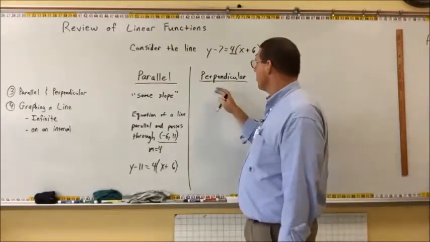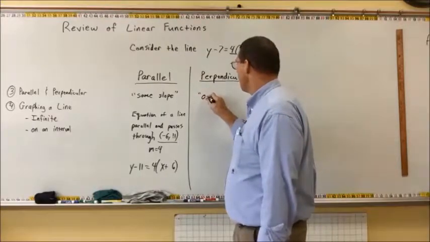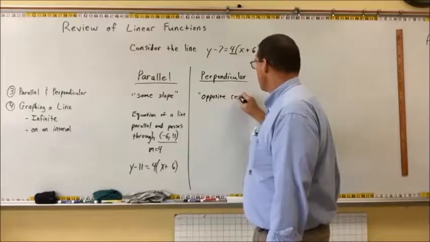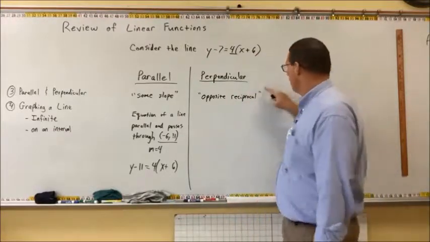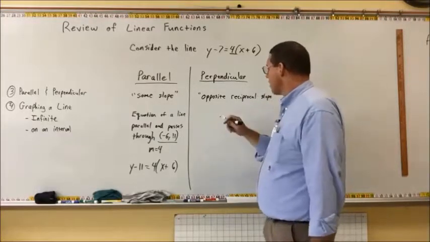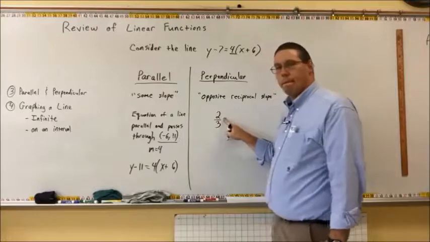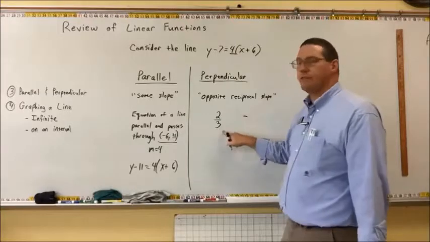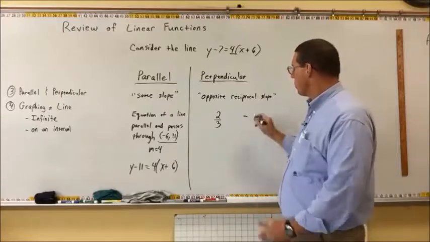All right, how about this? Let's talk about perpendicular lines. Perpendicular lines have, ready? Here's our statement. Opposite, which means positive and negative, opposite reciprocal slope. Let me put the word slope on here too. Opposite reciprocal slope. What that means is this: if a line has a slope of 2/3, the opposite of 2/3 is negative 2/3. The reciprocal of 2/3, flip this over, is 3/2.